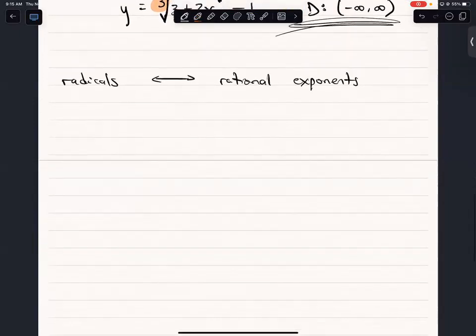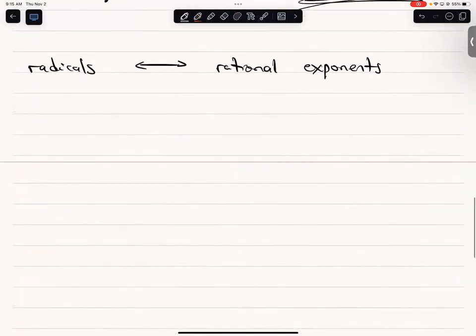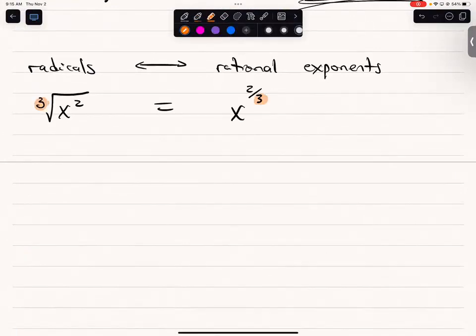So going back and forth between radicals and rational exponents. How else can we write the cube root of x squared? x to the 2/3. The denominator gives you the index of the radical. The numerator is the power, right? So those things are the same.